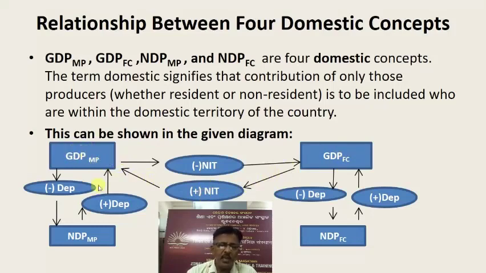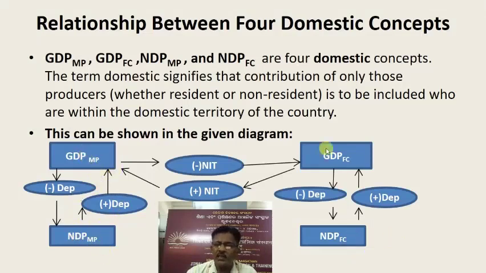From GDP-MP, if you want to derive NDP-MP, what can you do now? From the gross concept you have to deduct the depreciation, so you will get the net concept. Other things will remain constant: MP here, MP here. So GDP-MP minus depreciation is NDP-MP. Like that, if you go from this side, suppose you have NDP and want GDP, and you have the depreciation value, so NDP-MP plus depreciation gives GDP-MP.